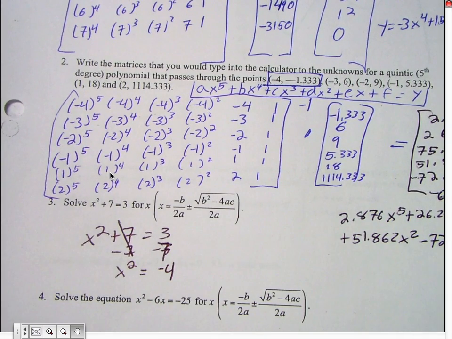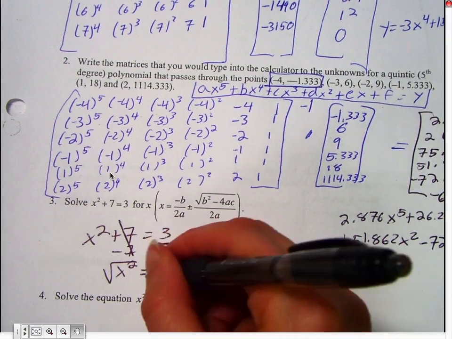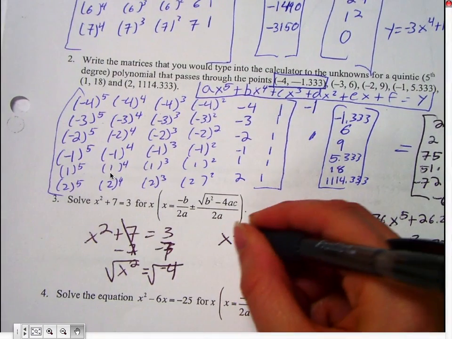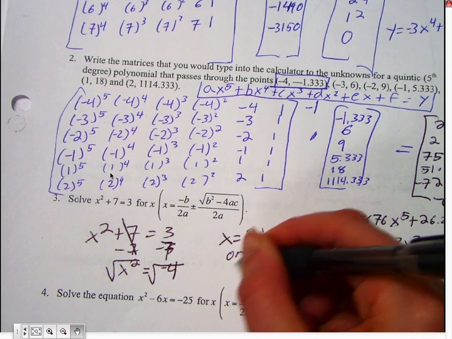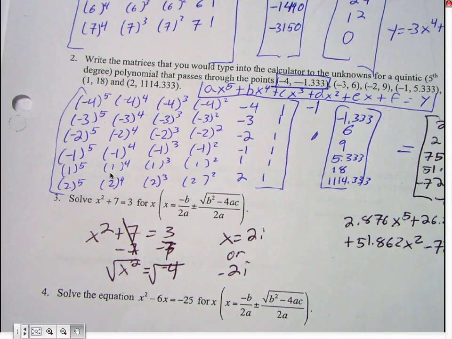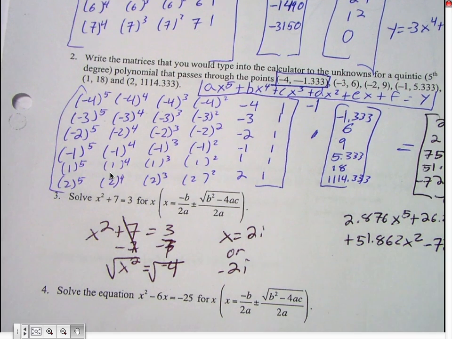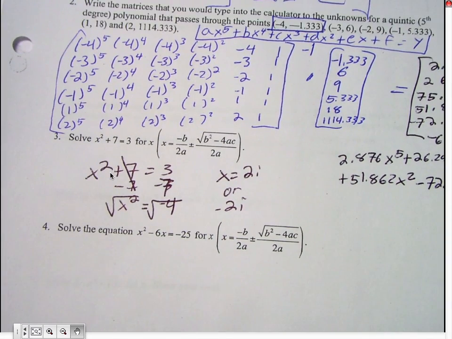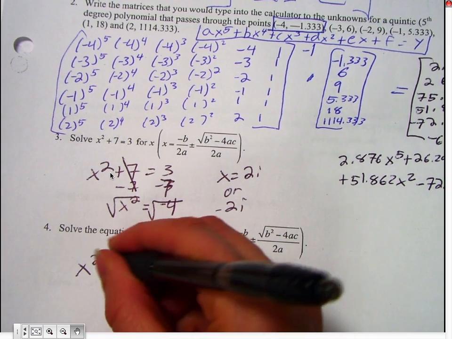Then what do we do? Square root. And what is x going to equal? 2i, or could it be negative 2i? Because what's the square root of 4? It could be 2 or negative 2, right? We need to put plus or minus 2i, or you'll get it wrong. You only get partial credit. Okay. Next, we have x squared minus 6x.